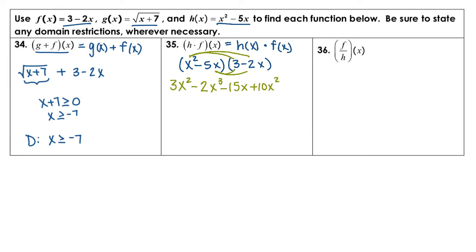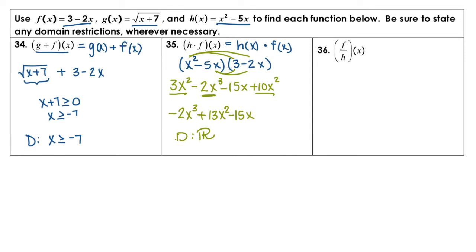And now you can combine your like terms. So we'll put those terms together. Let's see, this term needs to come first, so we have negative 2x cubed plus 13x squared, and then minus 15x. All right, now let's look at any domain restrictions for this one, and this is a polynomial, so this domain is going to be all real numbers.